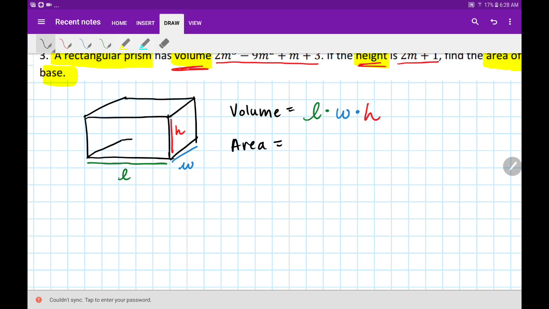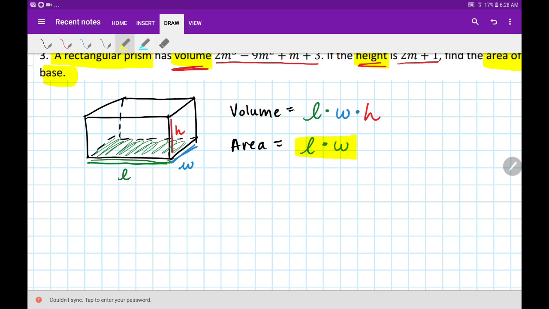This would be the base of this rectangular prism. I'm just drawing it in to help visualize. The area of the base is this piece right here. So our area is simply going to be my length times my width. So I'm going to write that in. Length times width.